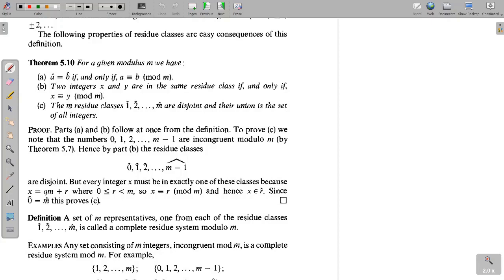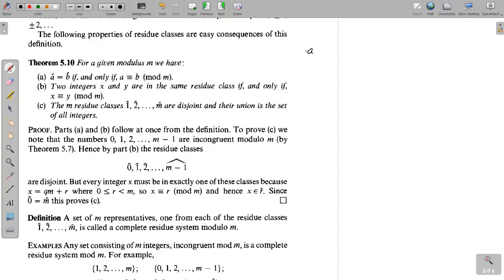The third one is that the m residue classes, say 1-cap, 2-cap, and all the way up to m-cap, are disjoint and their union is the set of all integers.